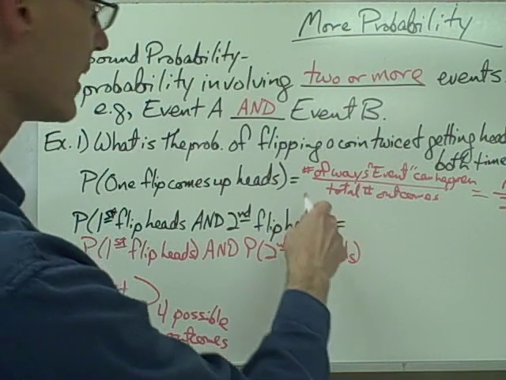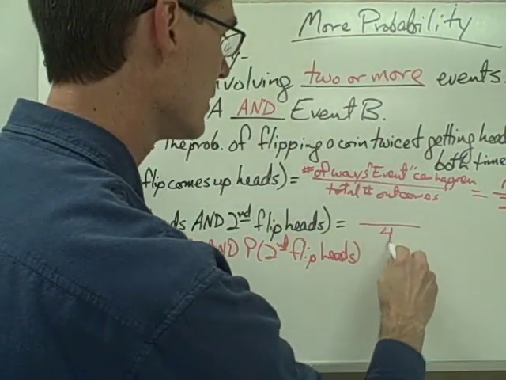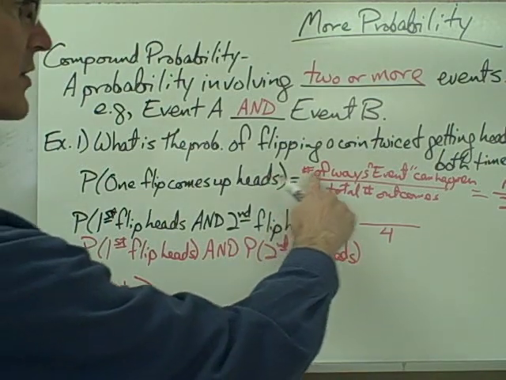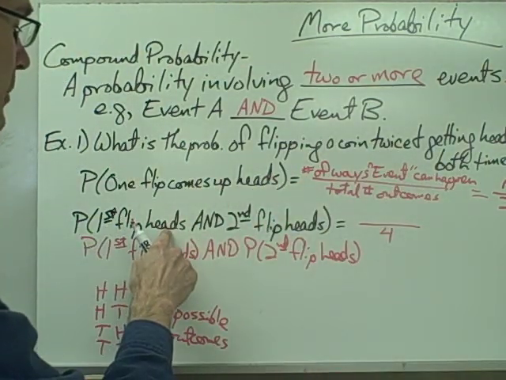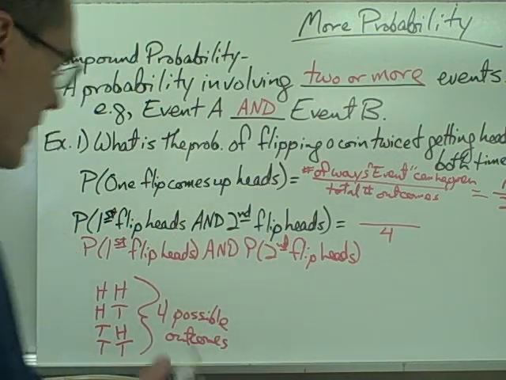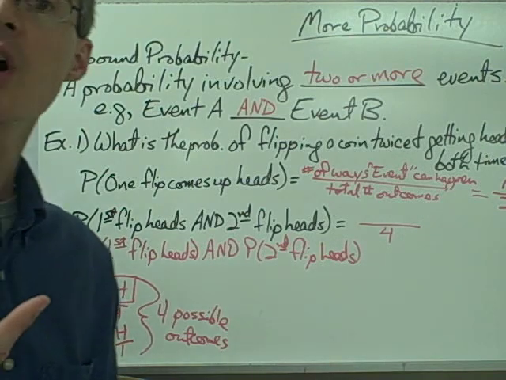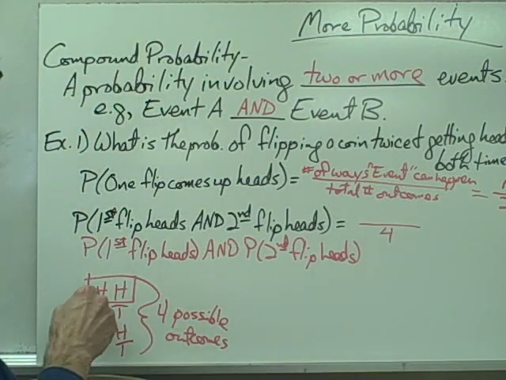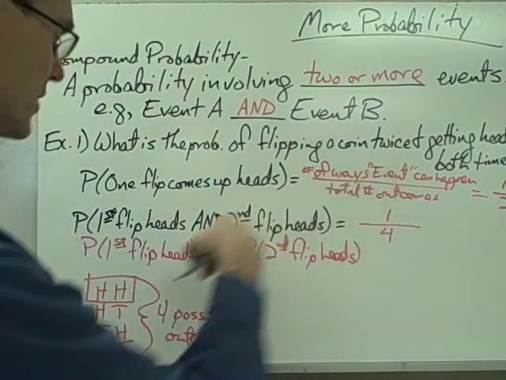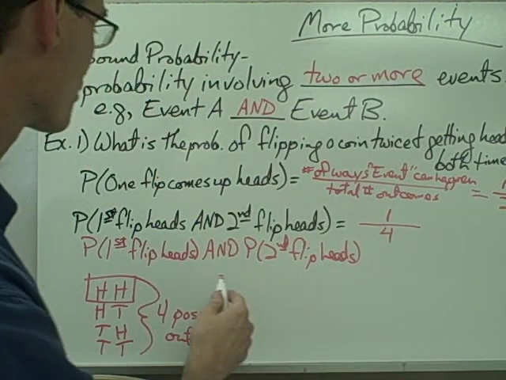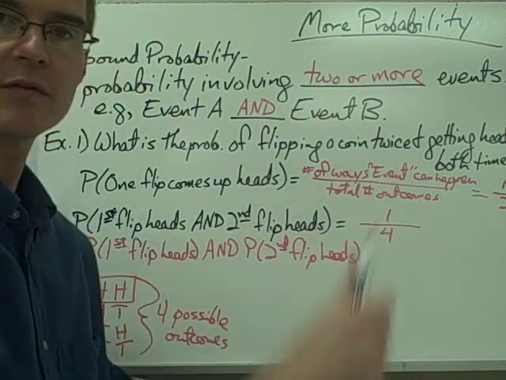So then, using my probability formula here, my total number of possible outcomes would be 4. Well, what's the number of ways that this particular event can happen? That is, my first flip comes up heads and my second flip comes up heads. Well, the number of ways that that could happen is just one of those 4 possible outcomes. It's this first one here. So there's only one way that this particular event can happen. So the probability, this compound probability of these two events, is 1/4.